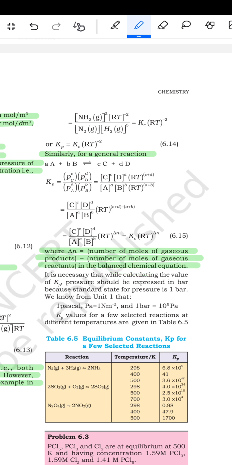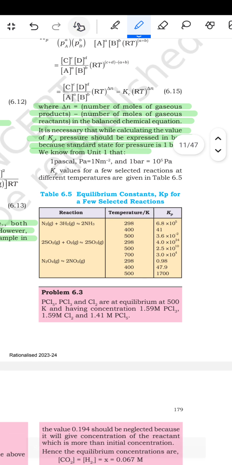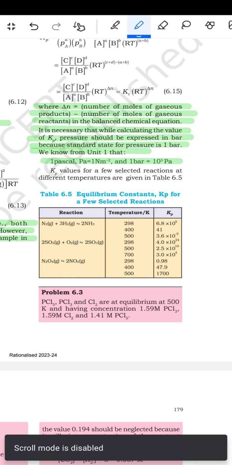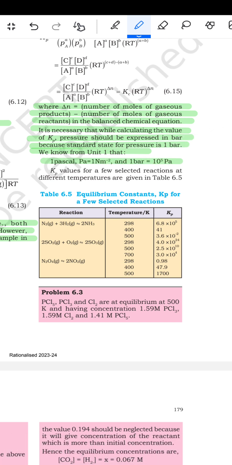It is necessary that while calculating the value of Kp, pressure should be expressed in bar because the standard state for the pressure is 1 bar. We know from unit 1 that 1 Pascal is equal to 1 Newton per meter square and 1 bar is equal to 10^5 Pascal. Kp values for a few selected reactions at different temperatures are given in table 6.5, such as N2 + 3H2 giving 2NH3, 2SO2 + O2 giving 2SO3, and N2O4 giving 2NO2.